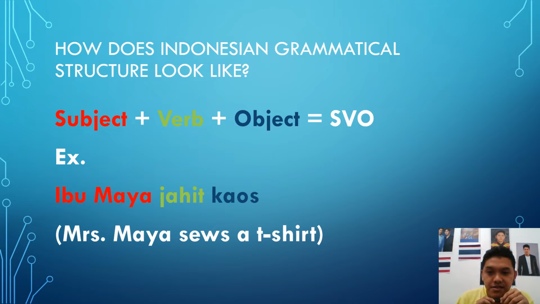Another example: Ibu Maya jahit kaos. Ibu Maya is the subject, jahit is the verb, and kaos is t-shirt. So Mrs. Maya sews a t-shirt. Now, jahit means sews, to sew, and kaos means t-shirt.